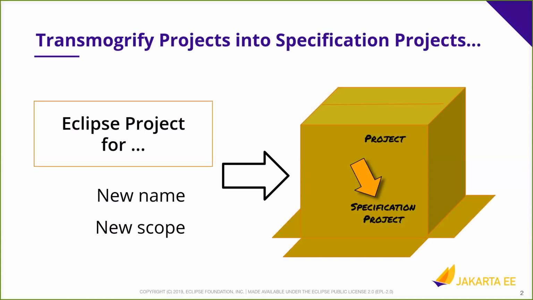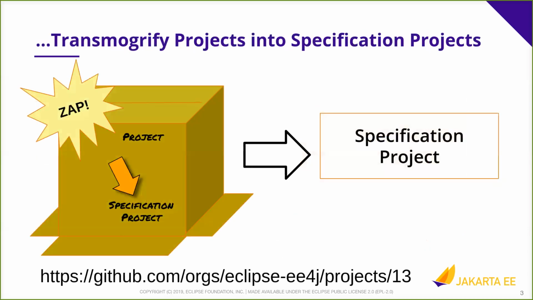So what we're going to do is take these Eclipse projects, take the new name and the new scope statement that Ivar just spoke about, and run it through the restructuring review, which I've represented, rather cleverly I think, as a transmogrifier. I'm hoping people get the reference. And then magically, we wind up with a specification project at the end of this restructuring review.